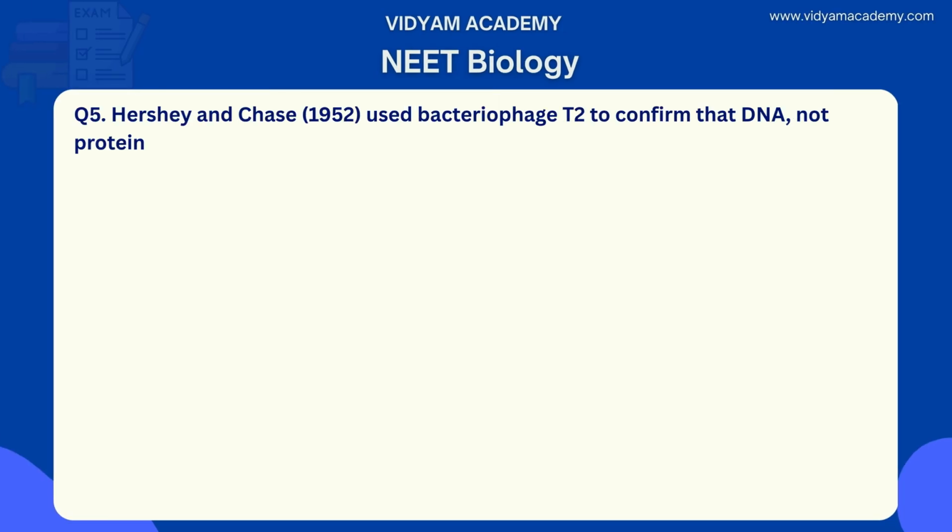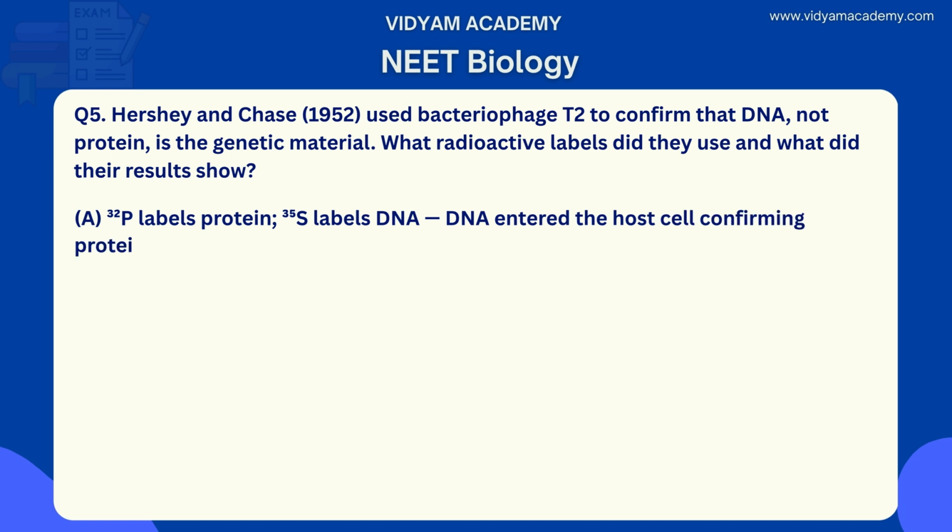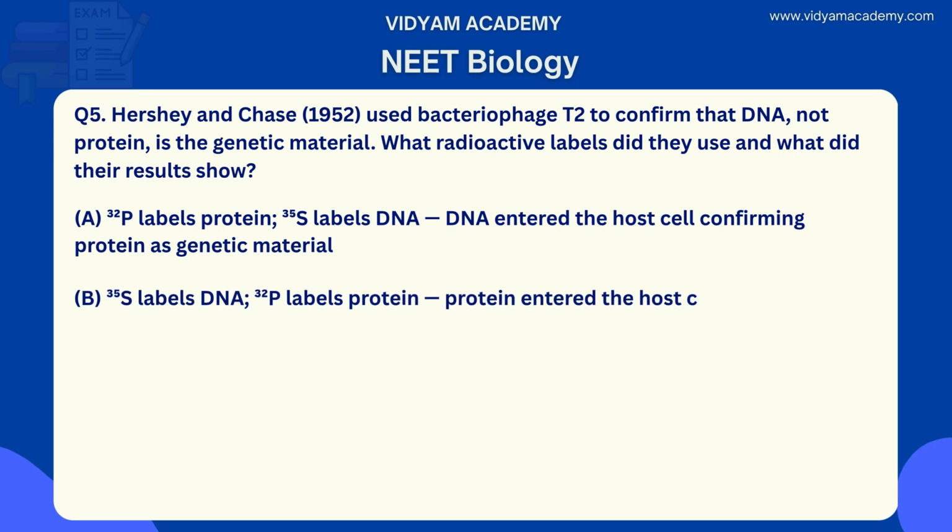Hershey and Chase in 1952 used bacteriophage T2 to confirm that DNA, not protein, is the genetic material. What radioactive labels did they use and what was the result? Option A. 32P labels protein, 35S labels DNA. DNA entered the host cell, confirming protein as genetic material. Option B. 35S labels DNA, 32P labels protein. Protein entered the host cell, confirming DNA as genetic material.